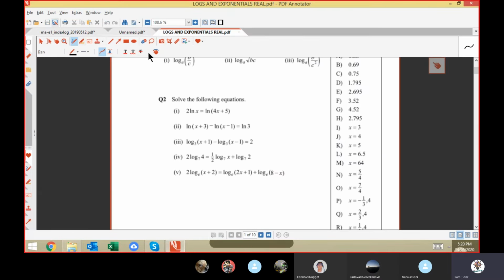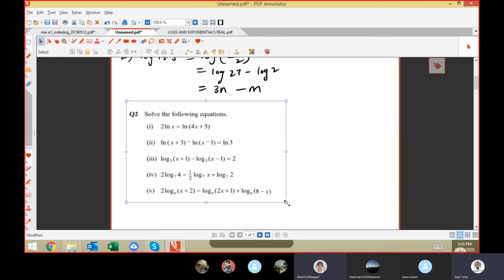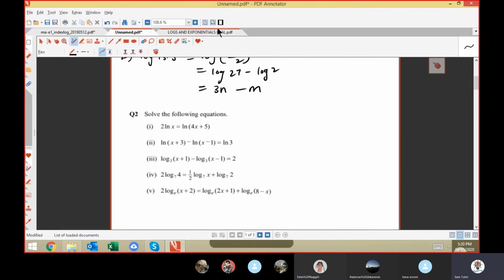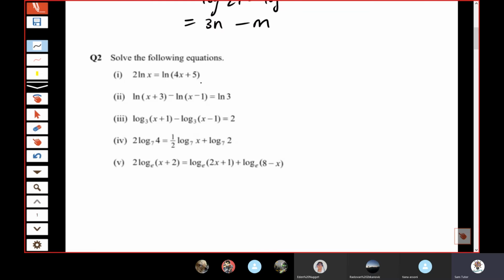Okay, there it is. Let's do all of these. We'll start with the first one. Eden, you can be the first one. 2 ln x equals log 4x plus 5. I would love to have just got rid of the logs, but I'm not allowed because this is not monic. So what's your first line?